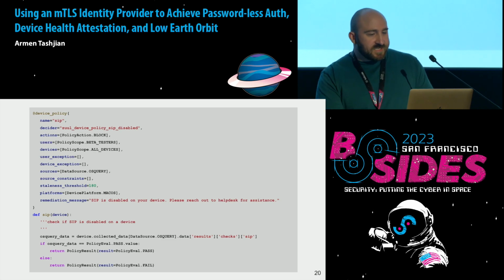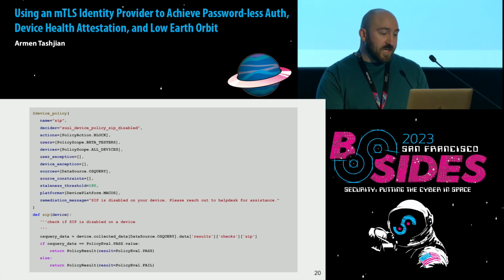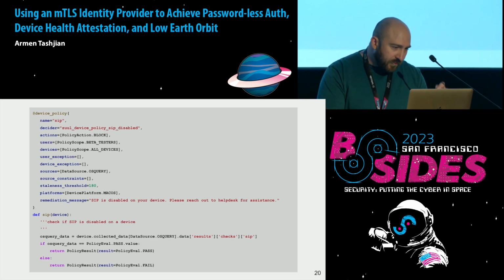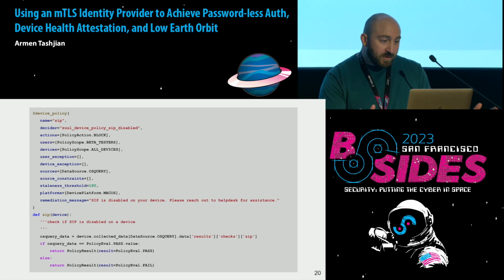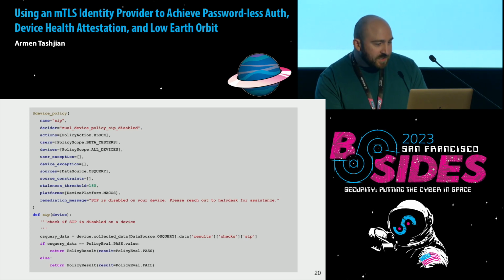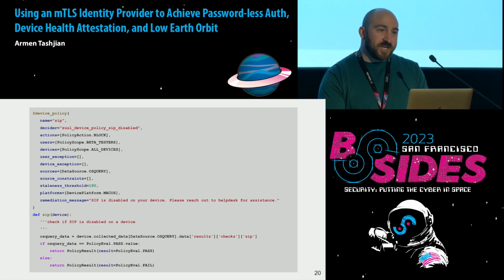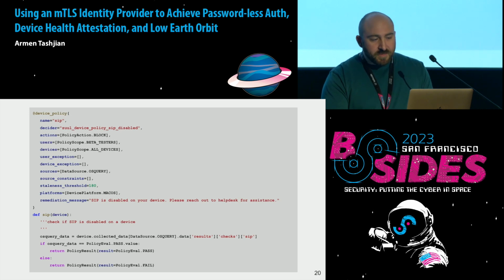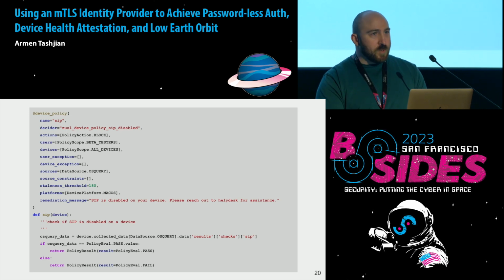And so this is an example of what an actual compliance policy looks like. And so what I'll draw your attention to is on the third or fourth line, you'll notice that the action configured for this policy is block. So if there's a failure, we'll block the authentication. And if you notice towards the bottom, we're taking some OS query data that indicates whether SIP is enabled or disabled on a device. And so depending on the data that we get back from OS query, we'll evaluate this policy as failing or passing.